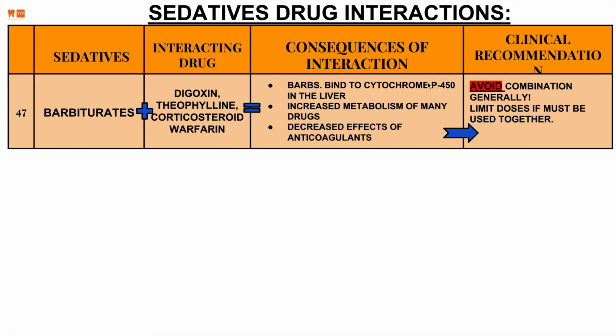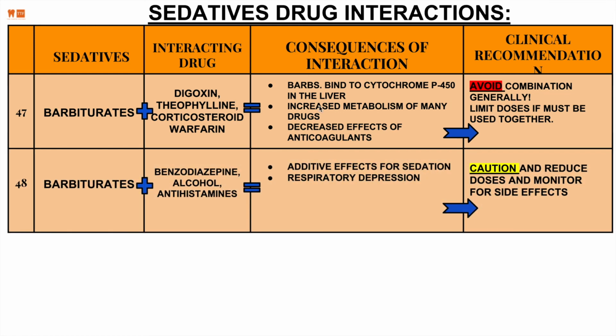Again, remember the CYP enzymes? This is a 450 in the liver. The barbiturates will bind to CYP450 in the liver, will increase the metabolism of many drugs. So unlike the others that we talked about earlier, barbiturates will actually enhance the metabolism, leading to decreased effects of anticoagulants. Perfect. Remember, when we increase metabolism, we decrease the activity. Correct? So we avoid the combination generally, limit the doses if we must use them together.